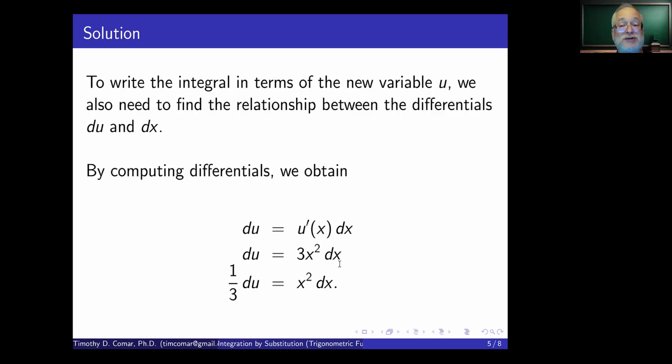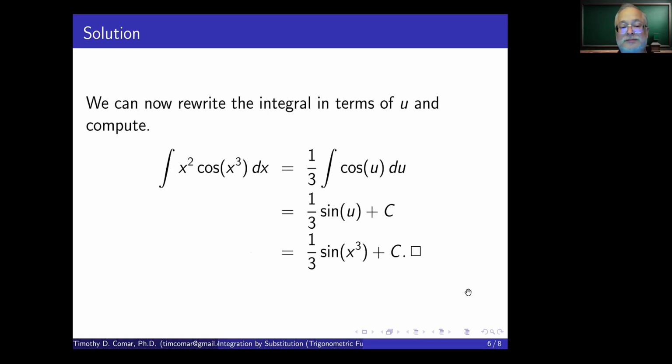And our original integral did not have a constant factor of 3. So to make our life a little bit easier, we're going to divide by the 3 over here, so that now we have 1/3 du equals x squared dx. We can now rewrite the integral in terms of u and compute. So first, the x cubed is the u. The x squared dx is the 1/3 du.